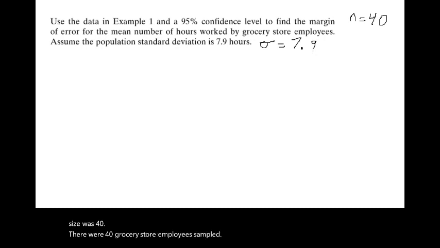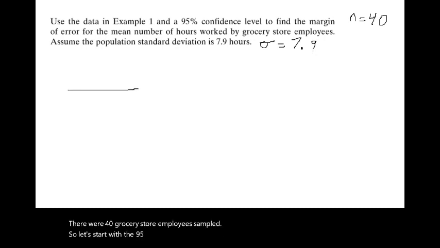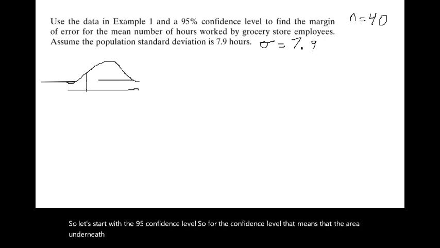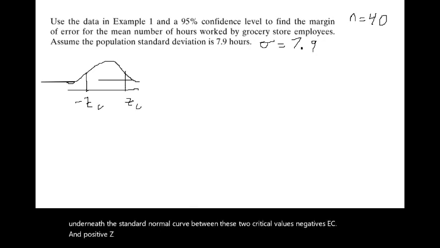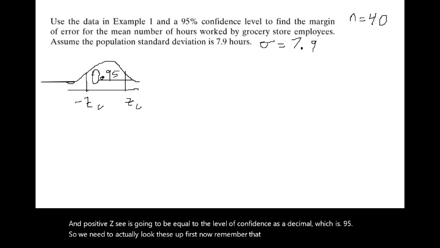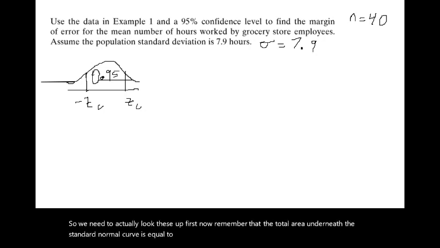So let's start with the 95% confidence level. For the confidence level, that means that the area underneath the standard normal curve between these two critical values, negative ZC and positive ZC, is equal to the level of confidence as a decimal, which is 0.95. So we need to actually look these up first. Now remember that the total area underneath the standard normal curve is equal to 1. And remember that these two tails, to the left of negative ZC and to the right of positive ZC, are going to be the same.